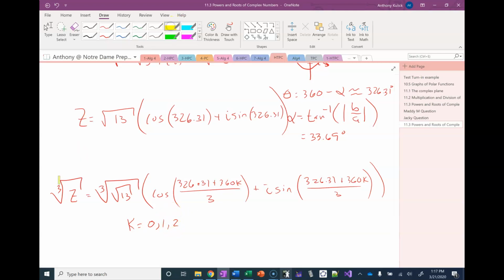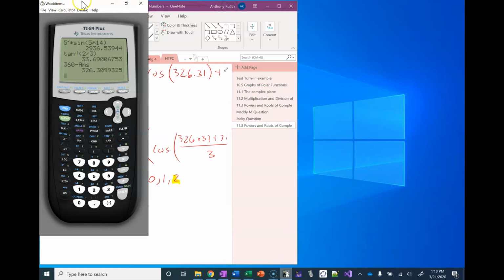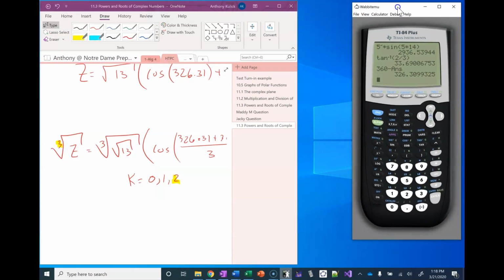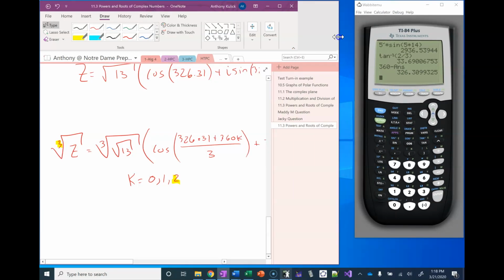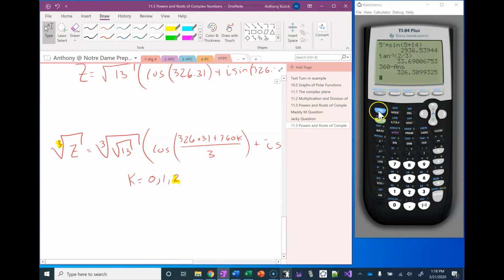So the n in this case is 3, since we're doing a cube root. Starting at 0, we count up to n minus 1, so we get 2 as our maximum value for k. So what I'm going to do now is evaluate this for these different values. And I'm just going to use my calculator to do this because it's just a lot of calculation, and I can't do these sines and cosines in my head. That's just crazy talk.